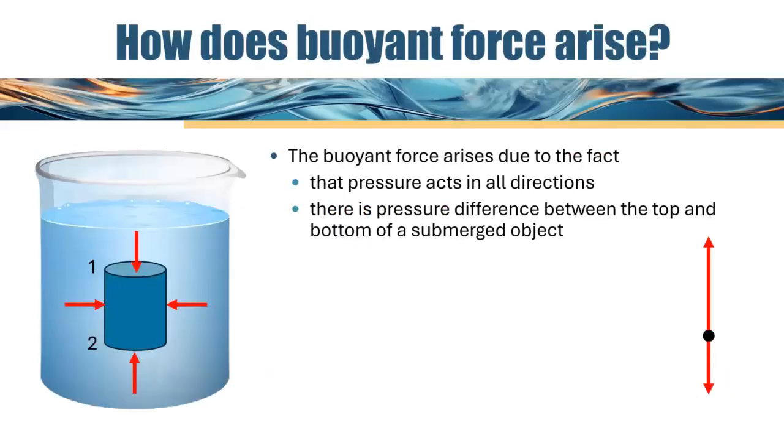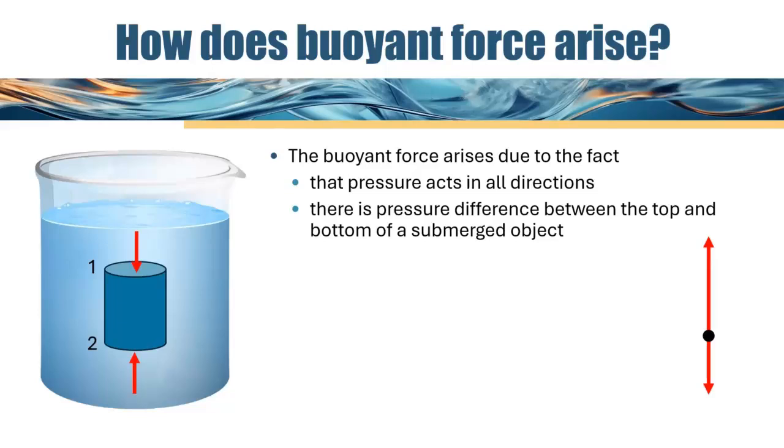So where does the buoyant force come from? The buoyant force arises due to the fact that there's pressure acting in all directions and that there's a pressure difference between the top and bottom of a submerged object. So for example, this here shows that we have pressure acting in all directions, pushing down, pushing up, pushing to the left, pushing to the right. Left and right forces aren't going to come into play right now.